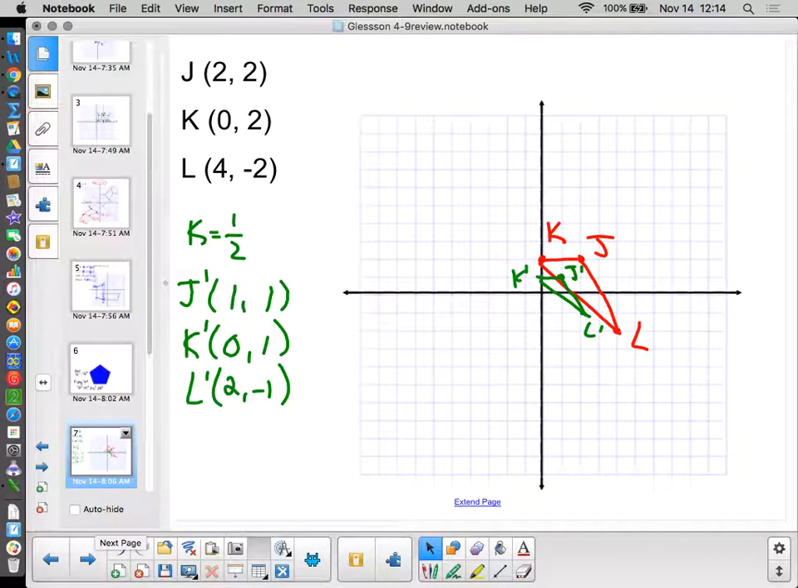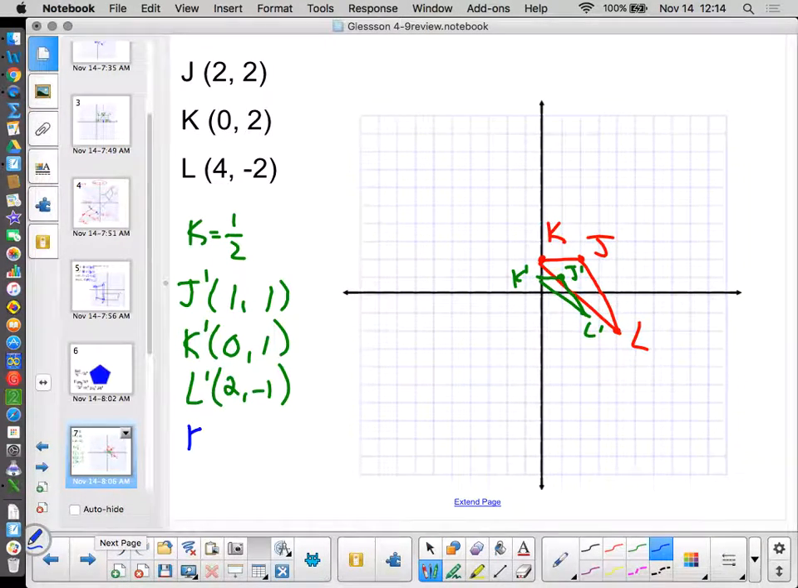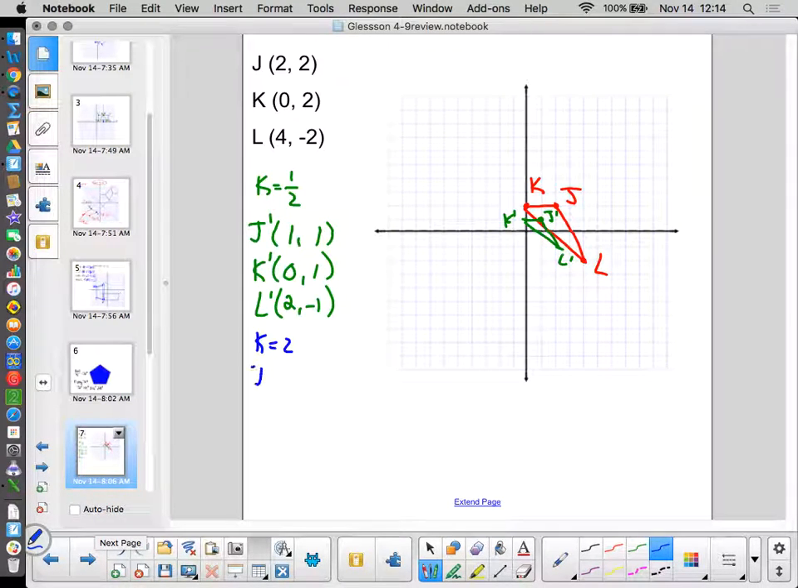What if we're doing the next one where K equals 2 for the original? Then J primed is at 4, 4. K primed is at 0, 4. And L primed is at 8, negative 4. So again, 4, 1, 2, 3, 4, 1, 2, 3.